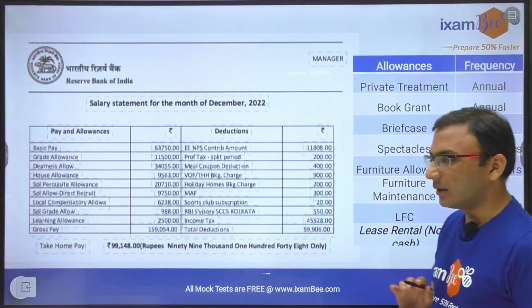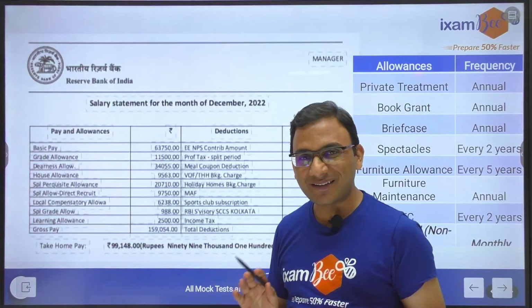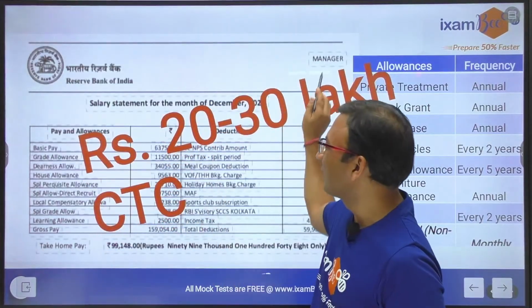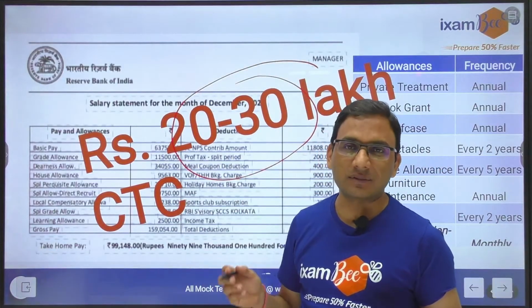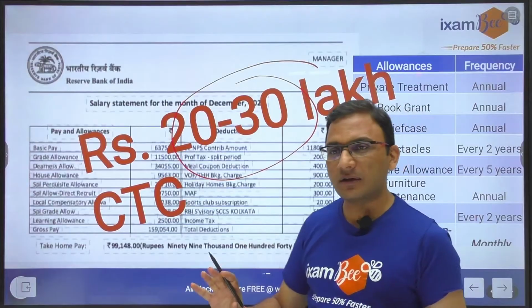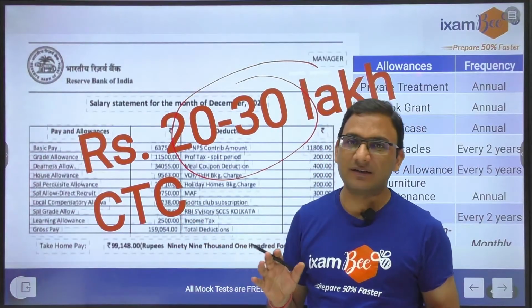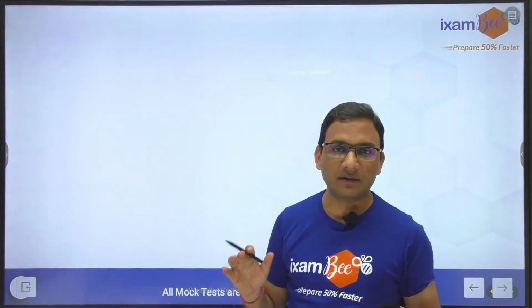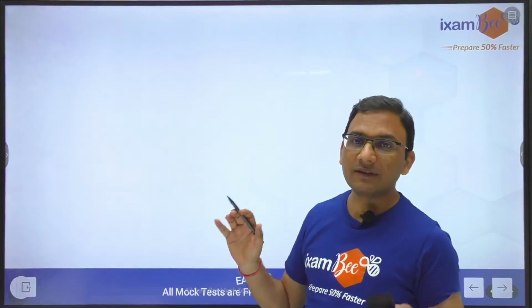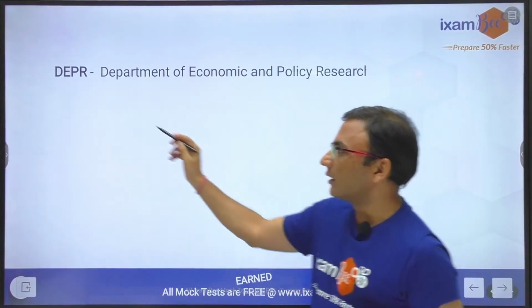First point is about salary, many people ask that, so don't worry, your salary is going to be the same. Overall it will come around 20-30 lakh rupees in terms of the CTC. It does not matter whether you are in DEPR, DSIM or RBI Grade B General, because you are a Grade B officer in RBI, which is a manager level position. You will live in the same quarter, work in the same office, only the departments are different.